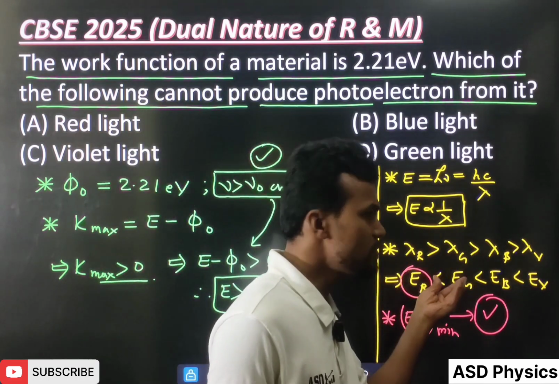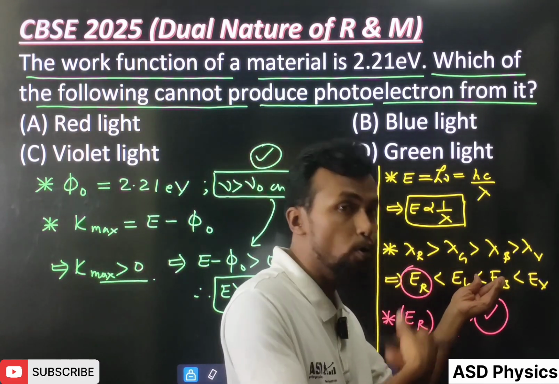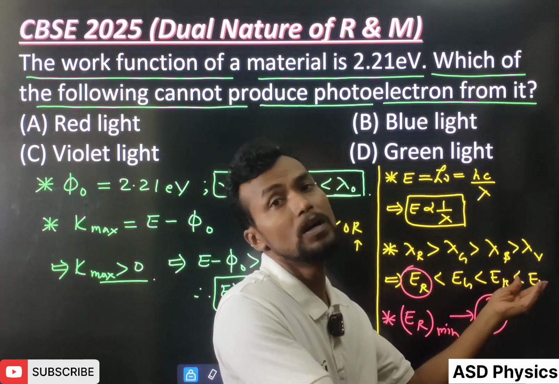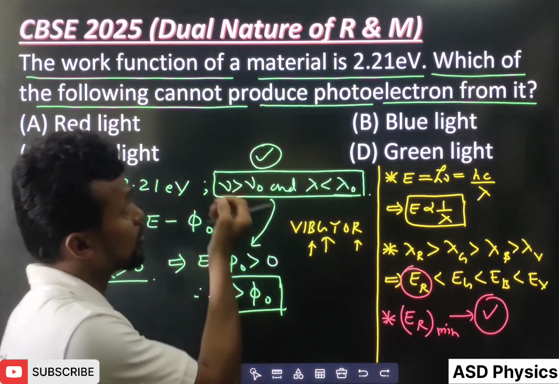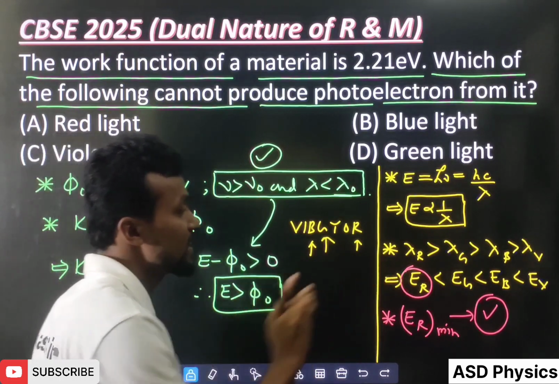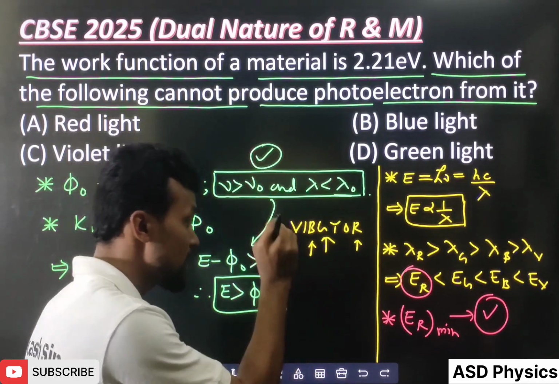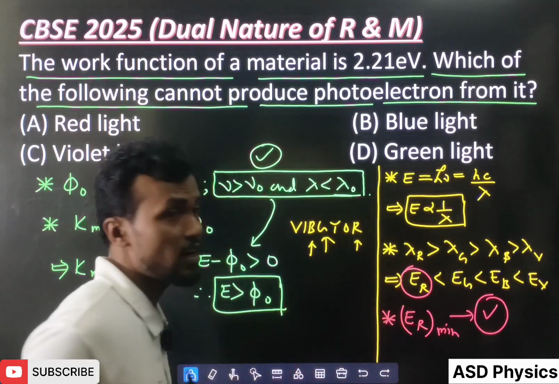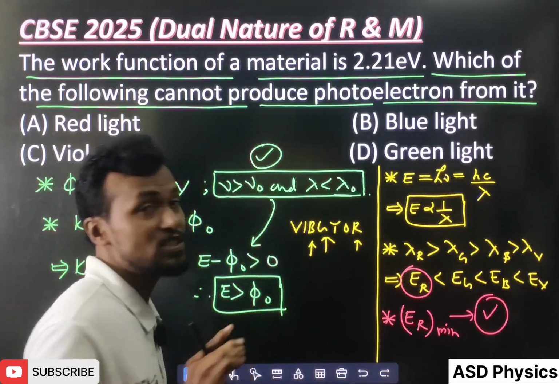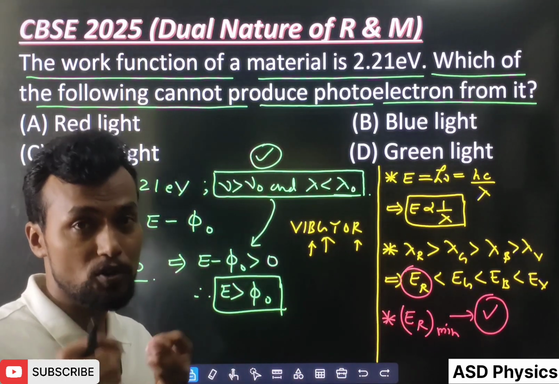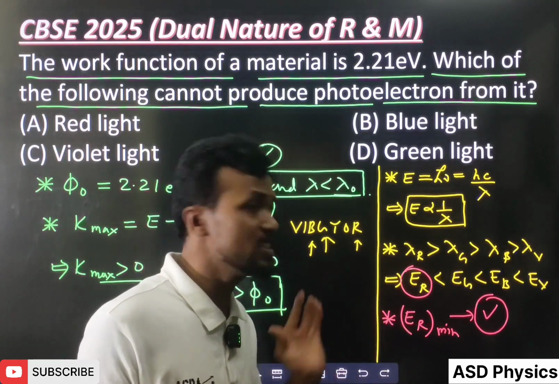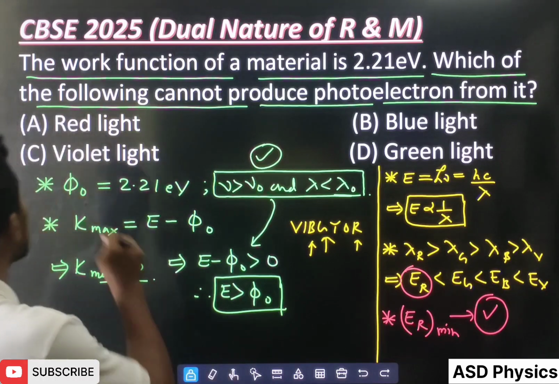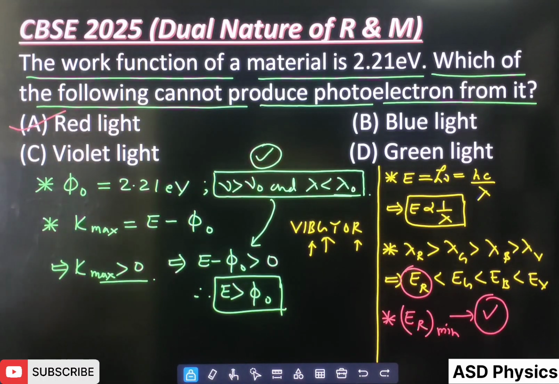After that, with green there is more possibility, with blue more and more possibility, and with violet the maximum possibility. But here they are asking which option cannot take out the electron from the metal surface. Where energy is minimum, for the red light, the maximum chances are there that the electron will not come out from the metal surface. Why? Because the energy is minimum. So we can say very well that red light cannot take out the electron.